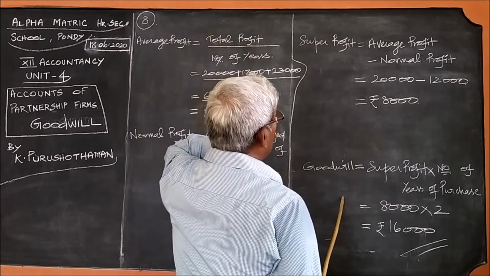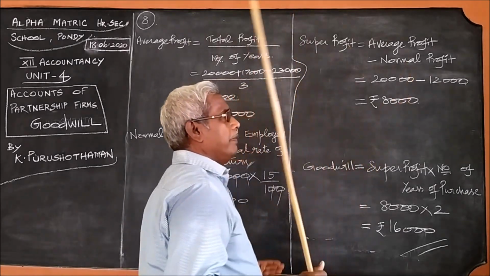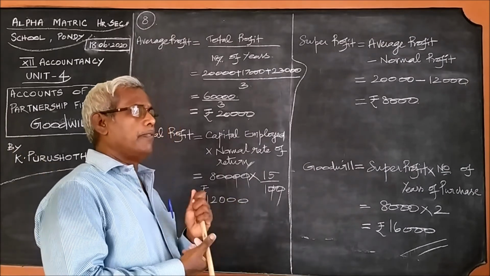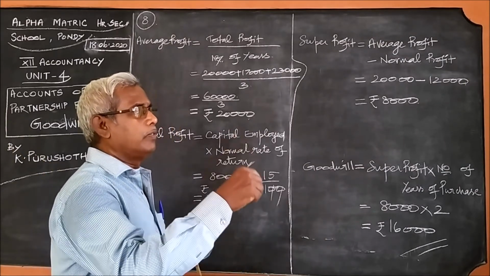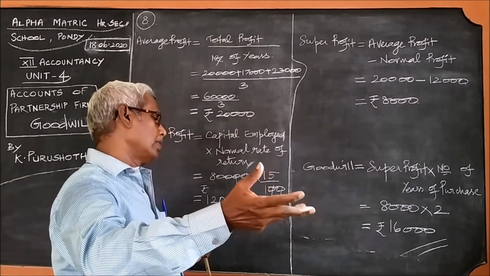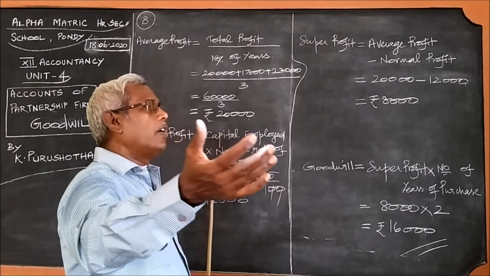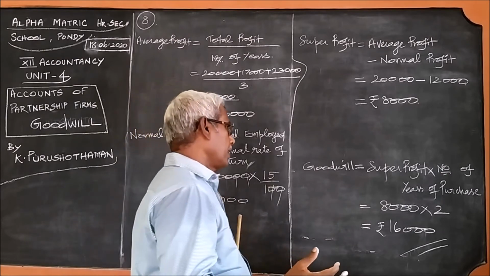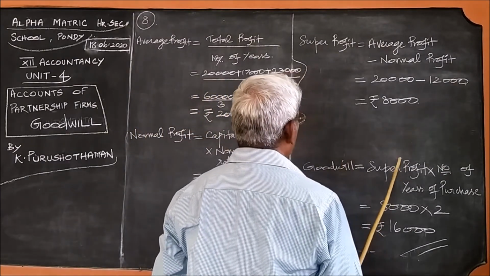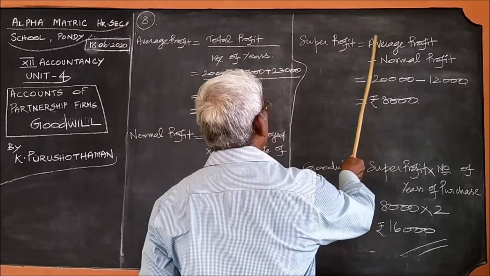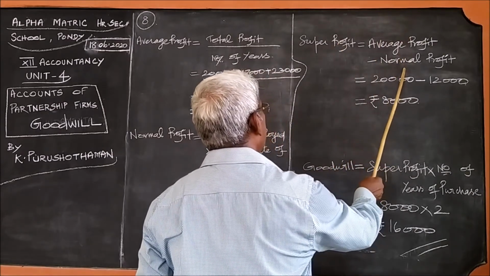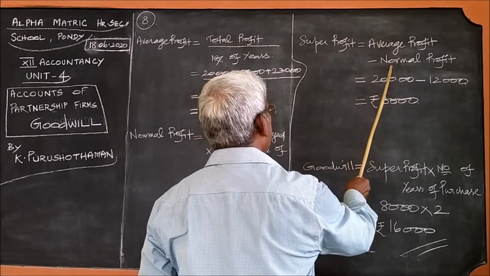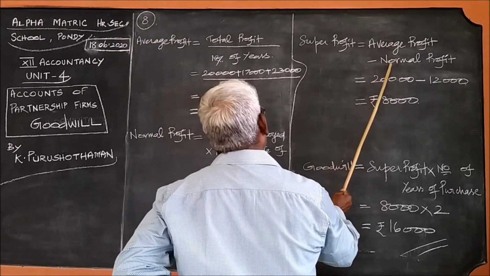There, how to find the average profit? We add all the years' profit and divide it by so many years. If 4 years profits are given, we add all the 4 years profit and divide it by 4. If 3 years are given, we add all the 3 years profit and divide it by 3. Okay, now for goodwill, this is the formula. To find the super profit, we should know the average profit and the normal profit. Then alone we can subtract the normal profit from average profit. So we shall try to find this.